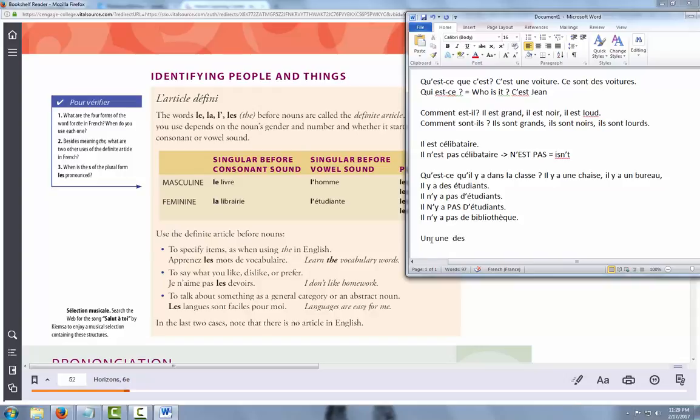Un is masculine singular, meaning a. Une is feminine singular, also means a. Et des is plural. It works for masculine and feminine plural. It means some. Okay? Now we're going to learn le, which means the, la, which also means the, and les, which is the plural form, which means the as well.